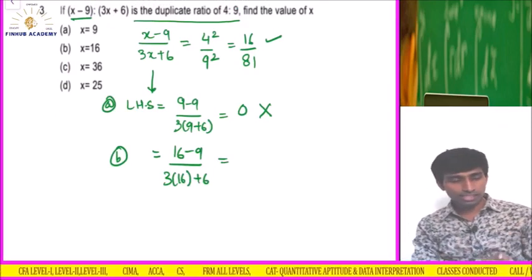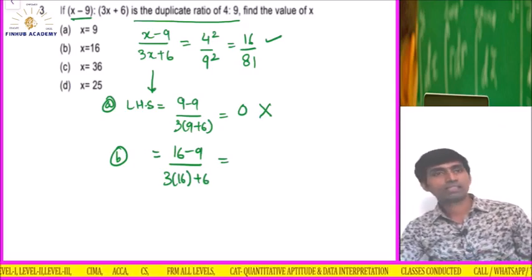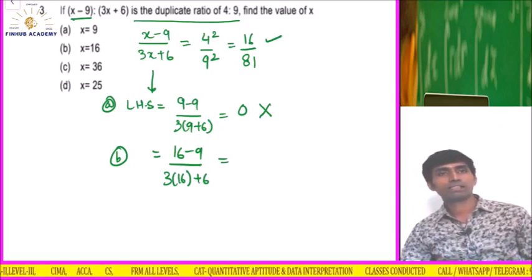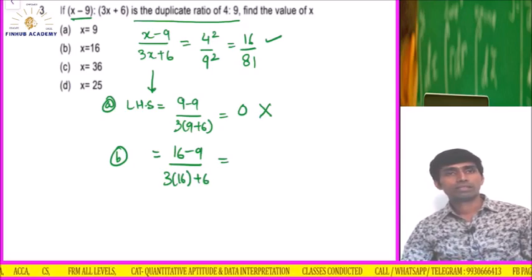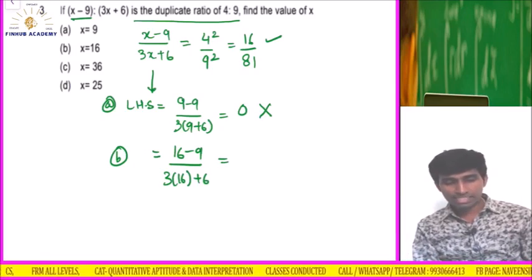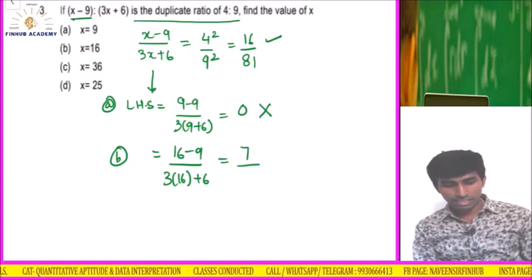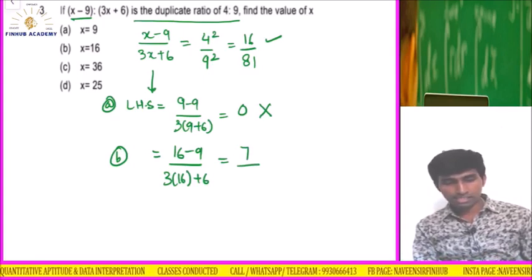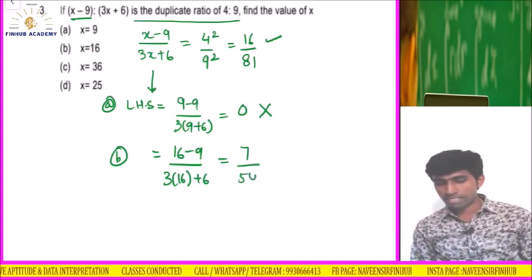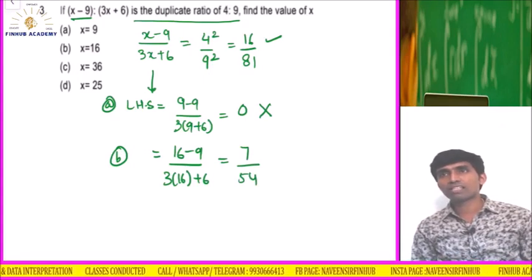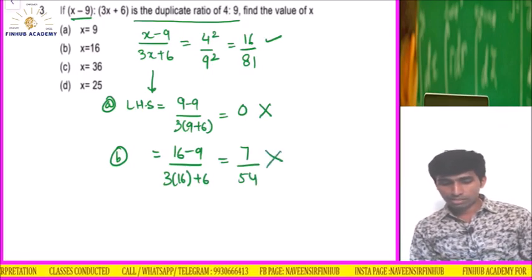Let's do this. 16 minus 9. I'll get 7 upon 16 into 3, plus 6. So I'm getting 54. So 7 by 54. This is also not the answer, correct? This is not the answer because I want 16 by 81.